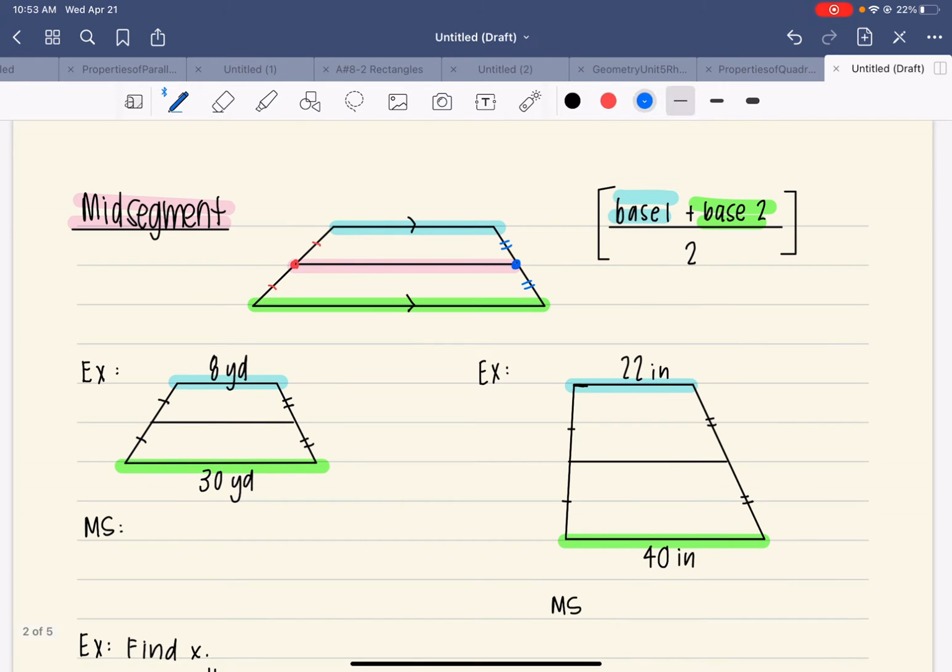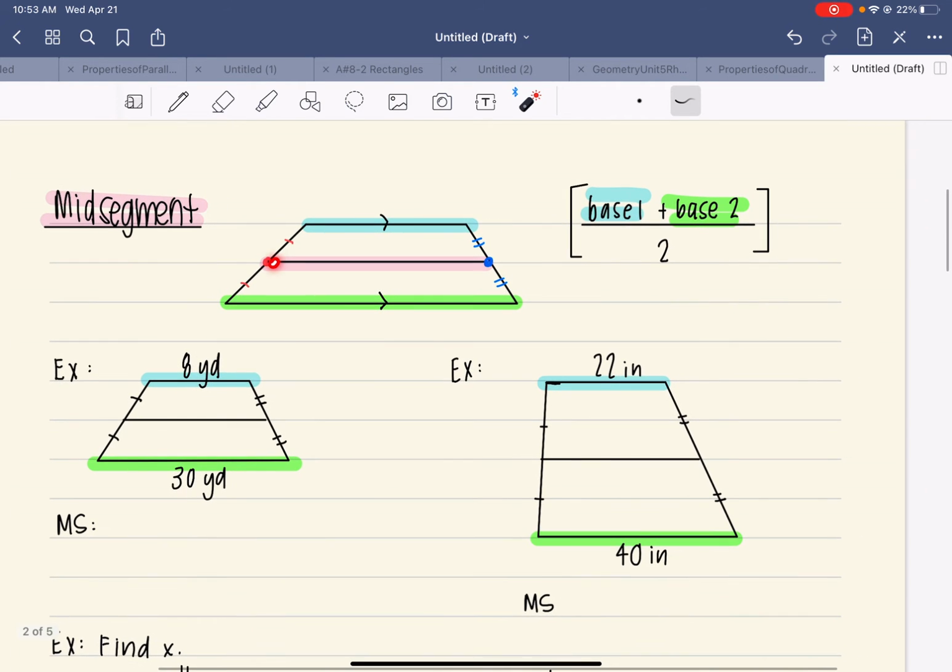All right, now we're getting into mid-segment practice. There is a mid-segment formula, but before we go over it, I'm going to explain what a mid-segment is. Mid means middle, and a segment is a line, so it's the middle line. It's the line in the middle of the trapezoid, and it splits the legs into congruent parts. And there is a formula we will use.